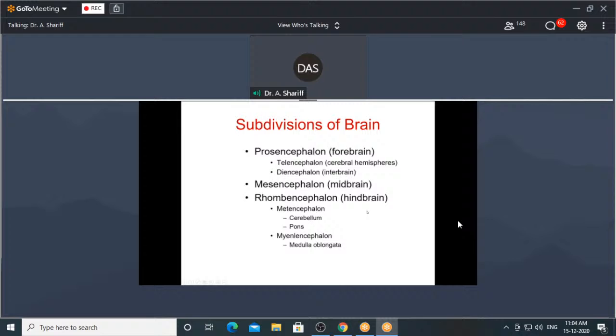So I already mentioned that the neural tube gives rise to three vesicles or swellings, and those are called the prosencephalon, mesencephalon, and rhombencephalon, the hindbrain. The prosencephalon gives rise to the cerebral hemispheres and some of the parts of the brain which are between the two cerebral hemispheres, the interbrain or the diencephalon. And the cerebral hemispheres themselves are derivatives of the telencephalic vesicles, which come out from the prosencephalon on either side.